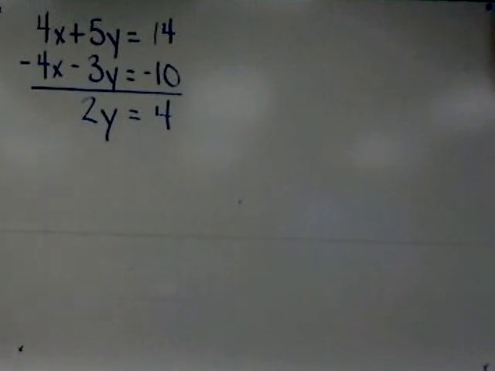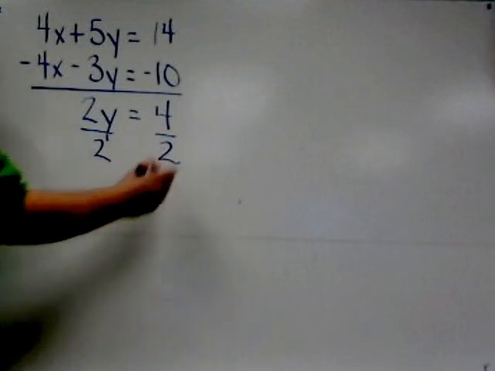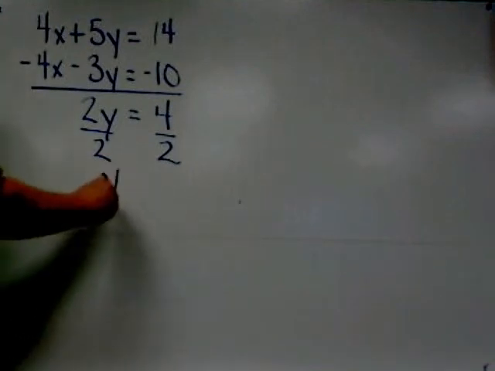I'm going to divide across by 2, dividing because this is a multiplication equation, and to move something to the opposite side I have to use the opposite operation. And when I divide across by 2, I find that y equals 2.